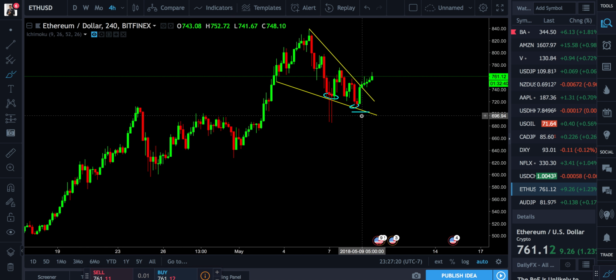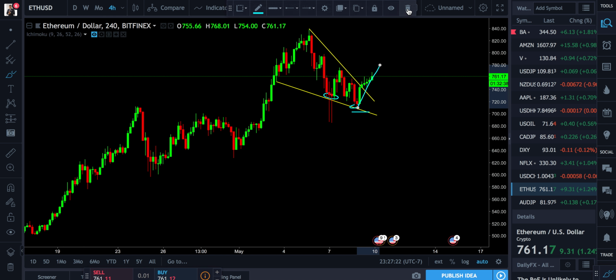So you want to wait for price to break out of the wedge. Every single time, you want to wait for price to break out of the wedge. Now some can go back up, retest, then go. But for this one, it's already broken out. It's established that it's broken out.